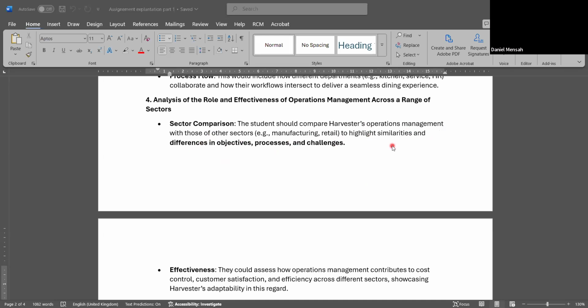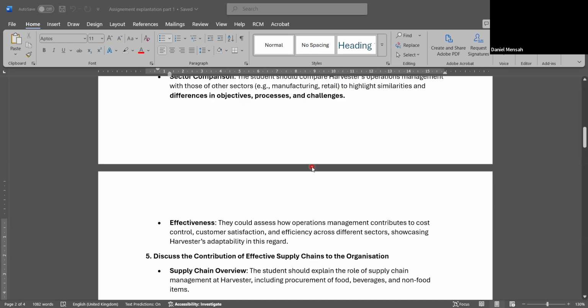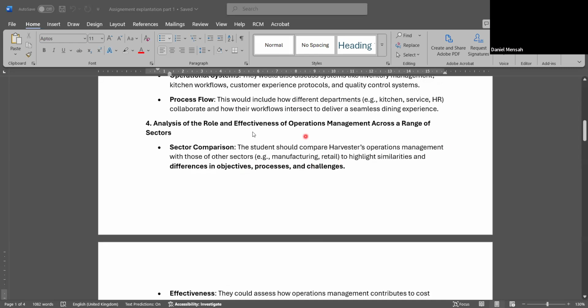So you can see where you can find the similarities in operation management across the sectors, and find objectives, processes, and challenges: what kind of objectives all the organizations have, what kind of processes all these different sectors have, and what kind of challenges these different sectors have. Then you need to check the effectiveness.